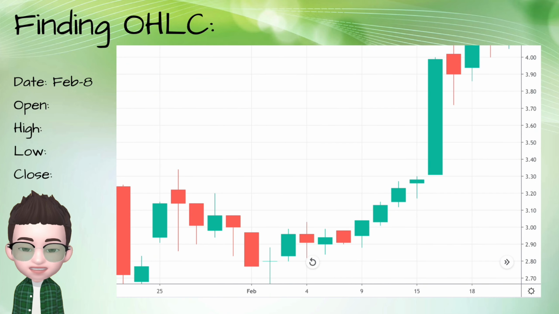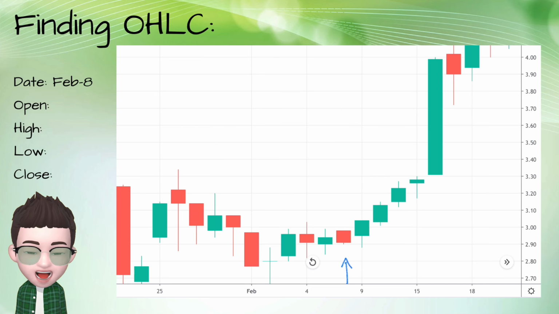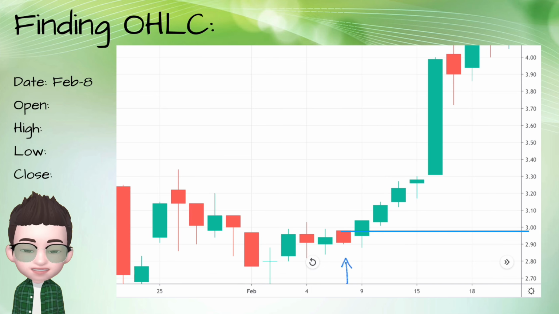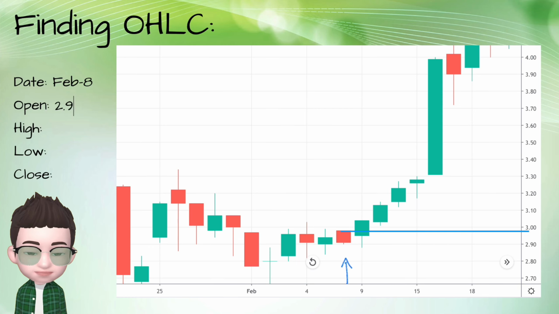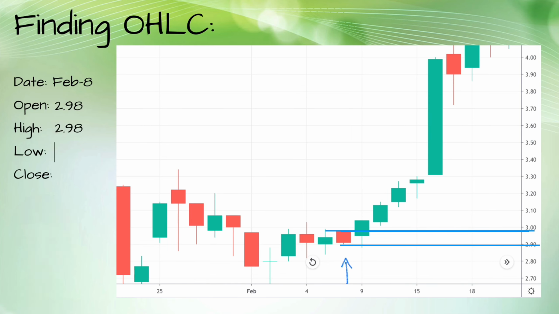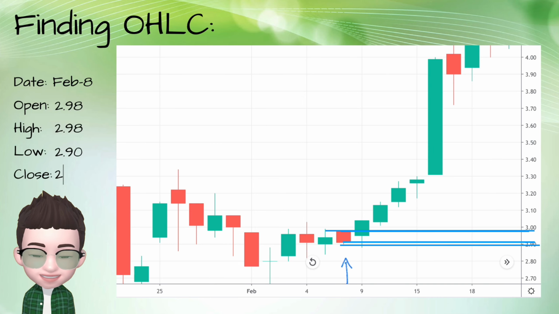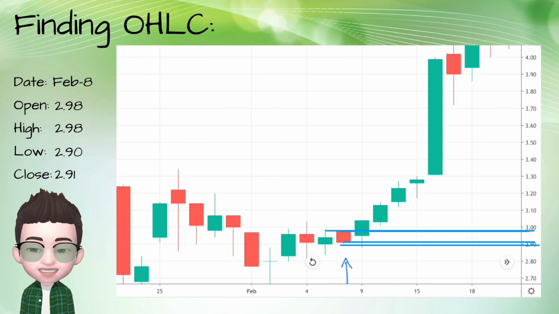Let's find the open, high, low, close for February 8. For February 8, we have a bearish candle. The open of the bearish candle is at the top of the body, which is 2.98. Since this candle doesn't have an upper wick, the high price is equal to the open price, which is also 2.98. The low price of the candle is at the end of the lower wick, which is 2.90. The close price is at the bottom of the body, which is 2.91.